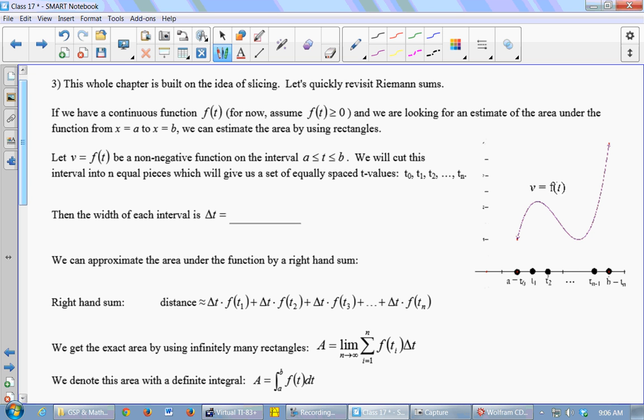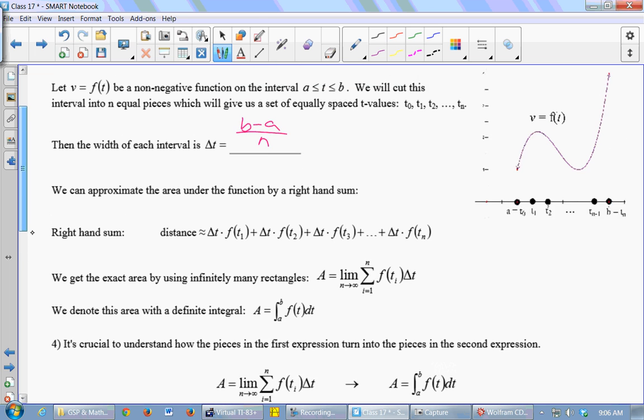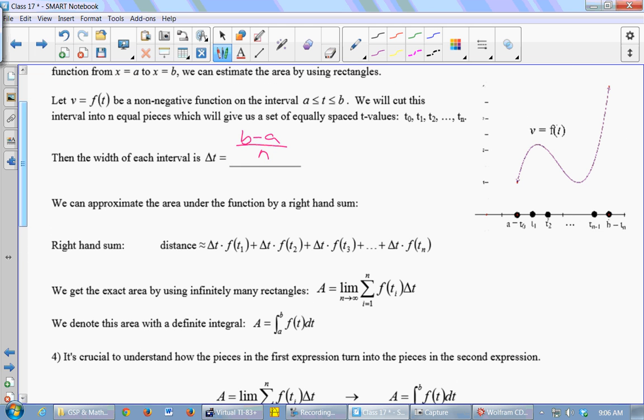Then the width of each of those rectangles, width of each interval, is going to be b minus a over n. Take the length of the whole interval and divide it into n equal pieces. And then you can approximate the area under the function by a right-hand sum, right? Where each rectangle is the height of the function times delta t.